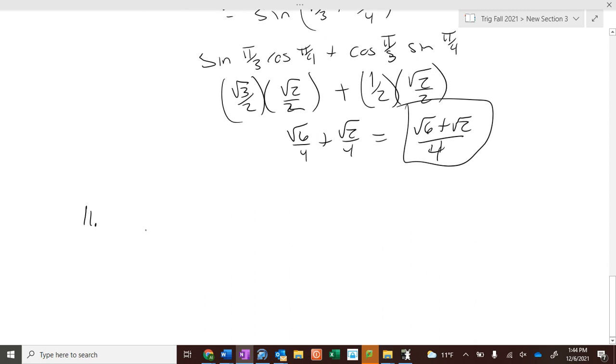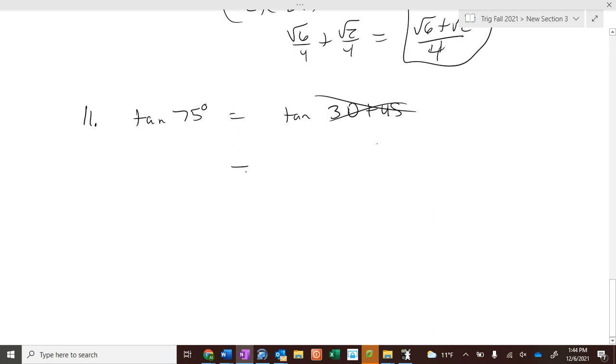11. Tangent of 75 degrees. Okay? Which is the tangent of 40 plus 35, or 30 plus 45. Do you want to do that one? No, you don't want to do that one. There we go. I like how you people think. 120 minus 45, because we'd rather not use 30 or 150 if we can.